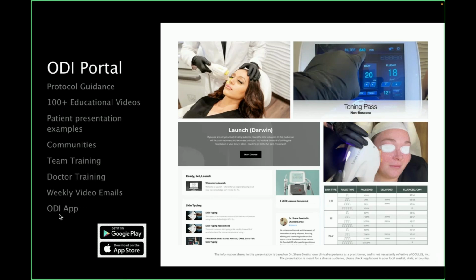And then we also launched this year our OD Immersion app. It's now available on Google Play and on the App Store. And it is our full ODI portal in the palm of your hand, all the videos, all the protocols, all the training that you need right there. So we're very excited about that, and we're continuing to advance this program as much as we can to make it as seamless as possible.